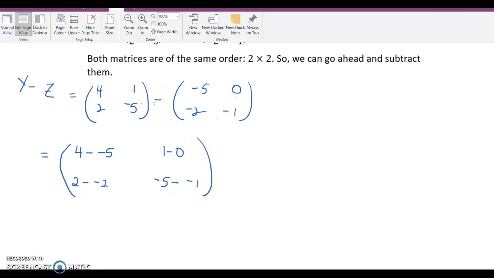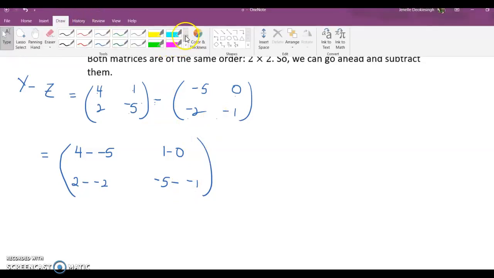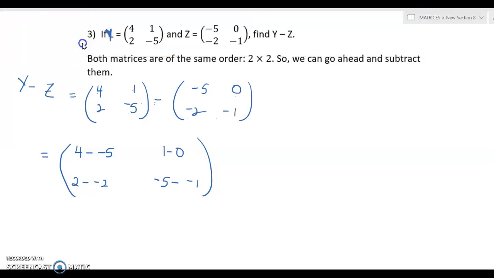So I'll change the color now, just to see how we can go ahead and how we change the signs and so on. Alright, now remember, when you have two minus signs together, it becomes plus. So that's here as well, and that's here as well. Right? So our final answer is 4 plus 5, which is 9. Well, 1 minus 0 is 1. 2 plus 2 is 4. And now we have minus 5 plus 1. Minus 5 plus 1 is minus 4. And that's it. So now we could do some mixed questions and we'll finish up this video.